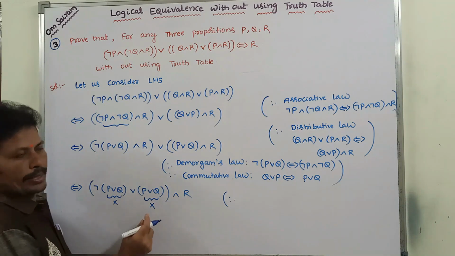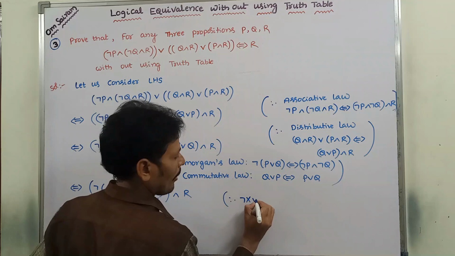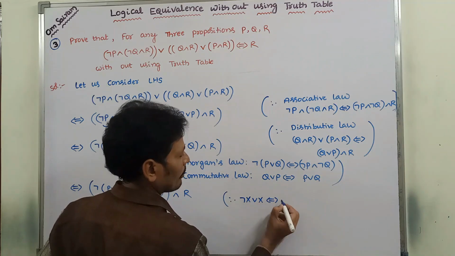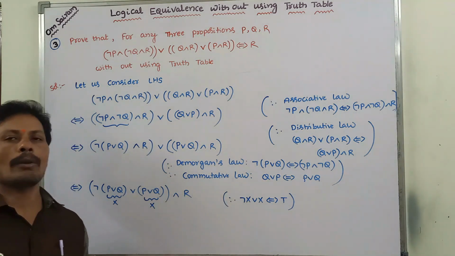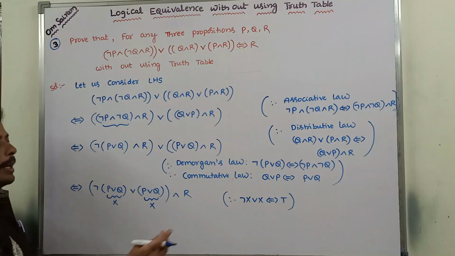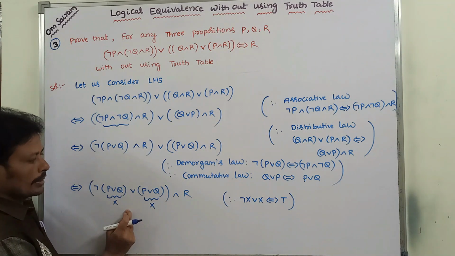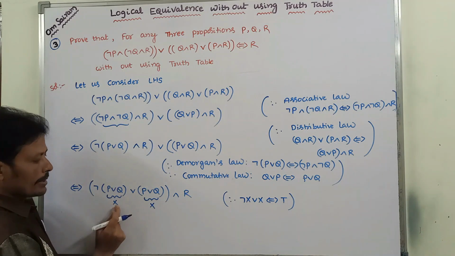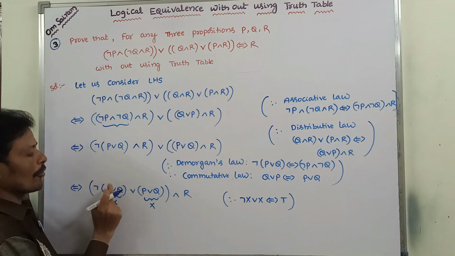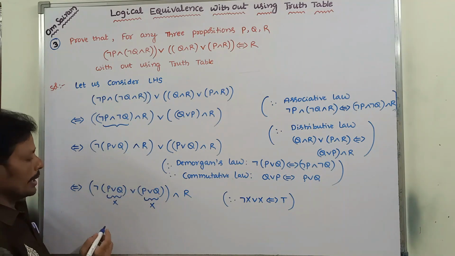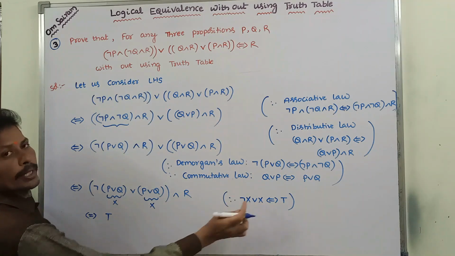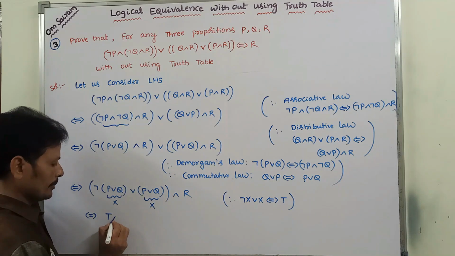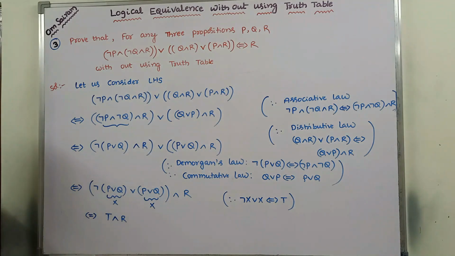Okay. So it is in the form of negation X or X. So negation X or X is logically equivalent to true. We already know that negation X or X is logically equivalent to true. So in the place of X, P or Q is there. That means negation of P or Q or P or Q is nothing but true. Okay. So according to this formula, true and R.